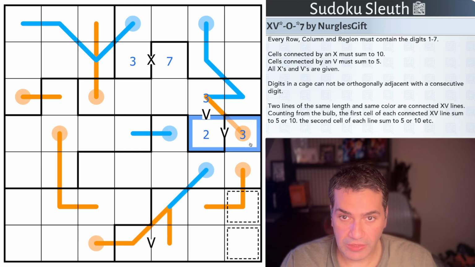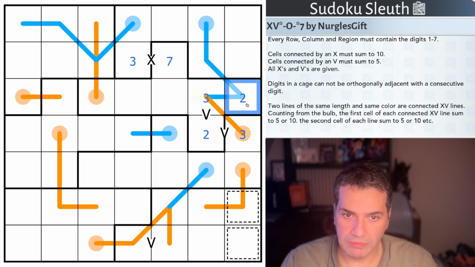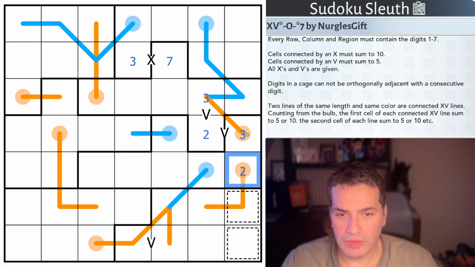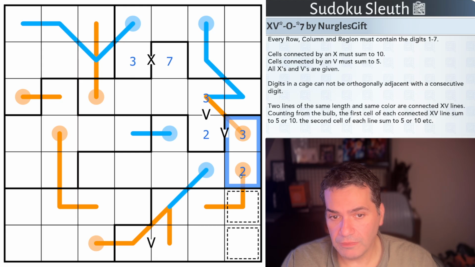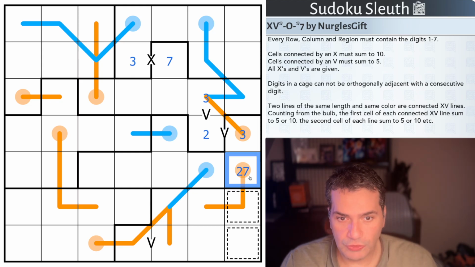Now, all X's and V's are given. So I cannot do the following. I cannot have a 3 next to a 2 in here. That, well, I mean, that wouldn't have worked anyway, but a 2 in there because that would make a 5 without a V. I also couldn't have a 7 in here because that would make a 10 without an X. So that 2-7 pencil mark has broken the puzzle.